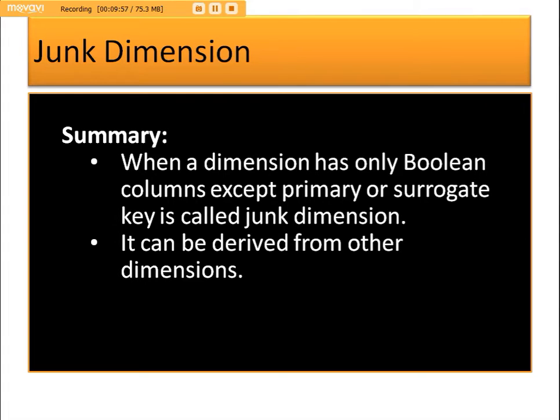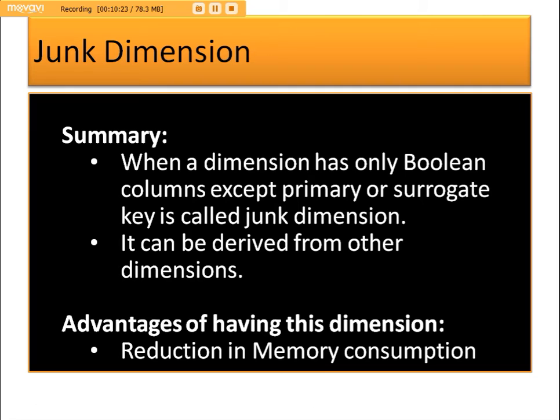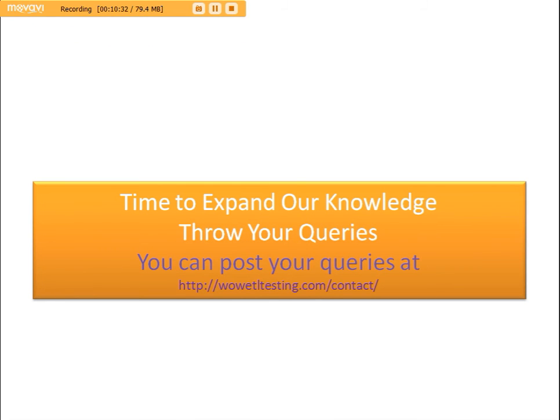The summary of the junk dimension is that there is a slight difference between degenerate and junk. A dimension which has only boolean columns apart from the primary or surrogate key is called a junk dimension, whereas a degenerated dimension is something which is derived from the fact table. Again, the advantage of this type, the junk dimension, is also a reduction in memory consumption. The other types, slowly changing dimension and rapidly changing dimension, we will see in upcoming videos.